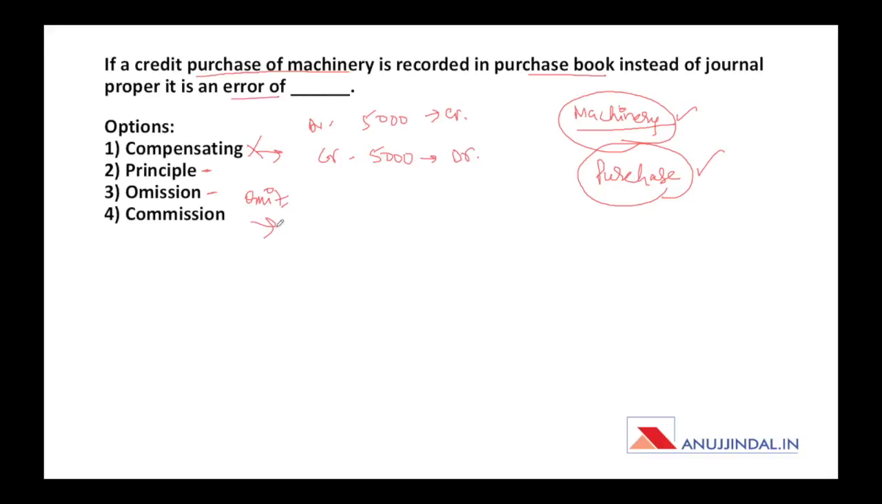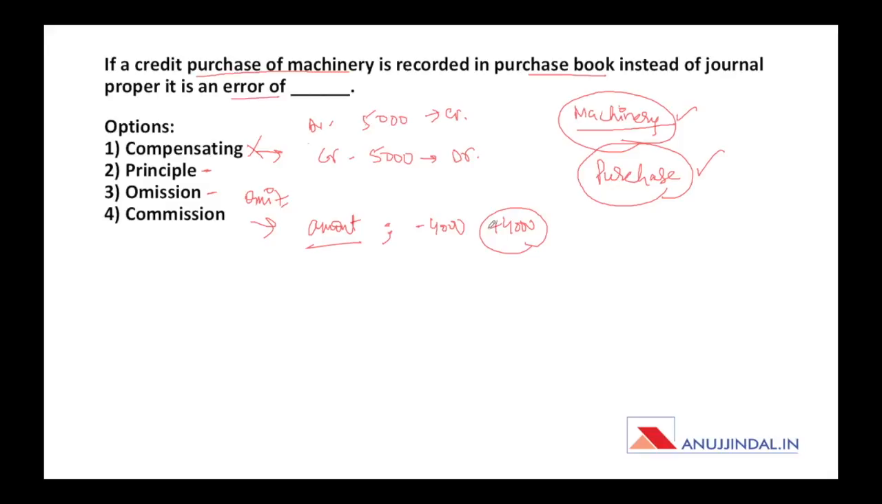The last one is error of commission. Error of commission arises when you record a wrong amount or you carry out another error. That is, for example, in place of subtracting something, you add something. So, in place of, let's say, subtracting 4,000 rupees, you add 4,000 rupees. So, that would be an error of commission.